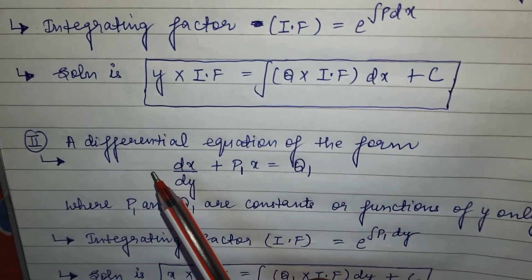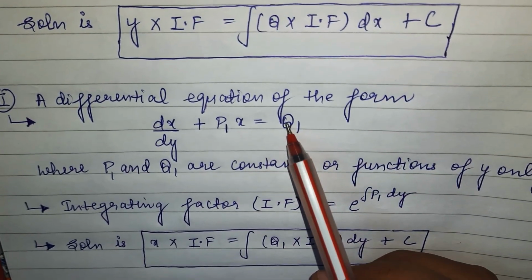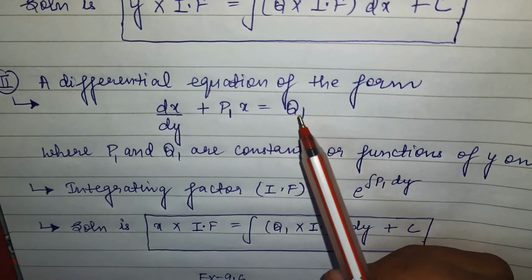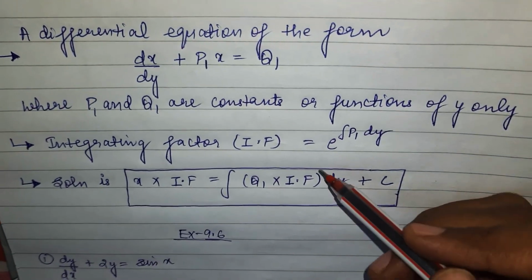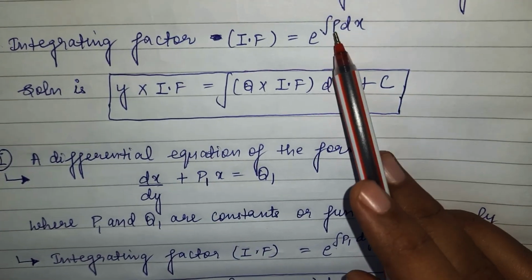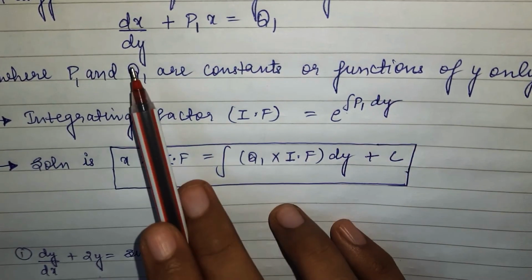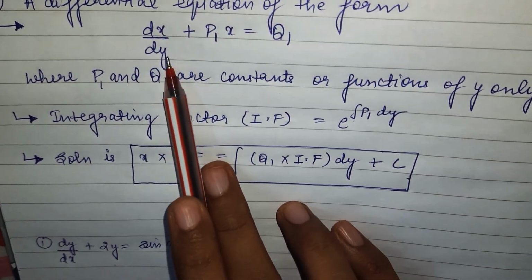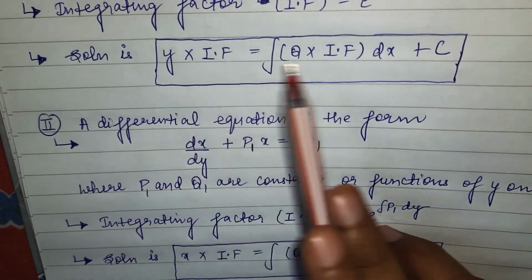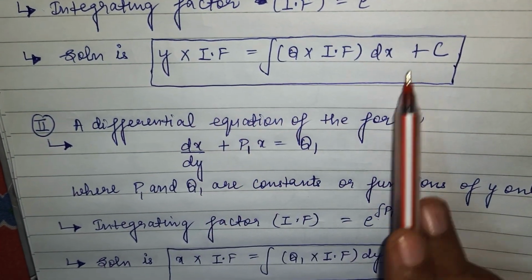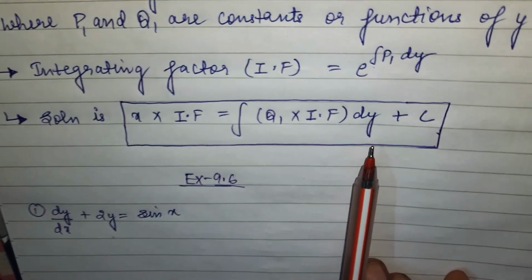Similarly, the second form is dx upon dy plus p1 x equals q1, where p1 and q1 are constants or functions of y only. The only difference in the formula for the integrating factor is that here we integrate with respect to dx, and there we integrate with respect to dy, because in the denominator I am having dy. Similarly, in the solution, replace x with y, and rest everything, the formula of the solution, remains the same.